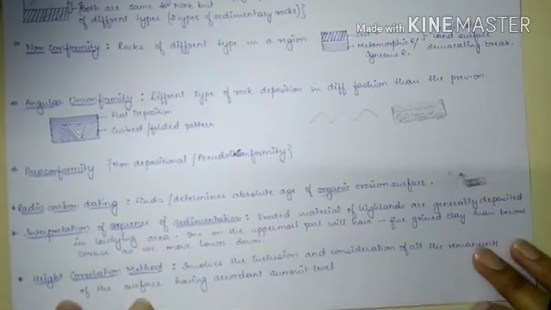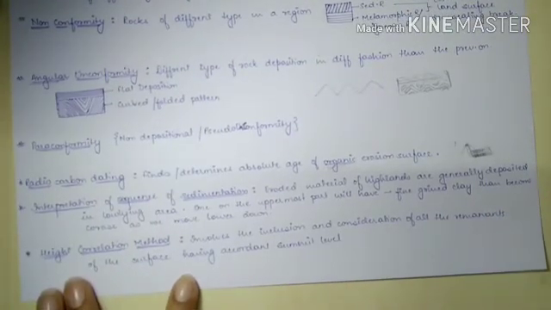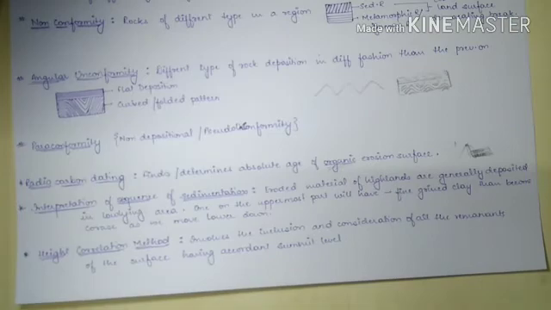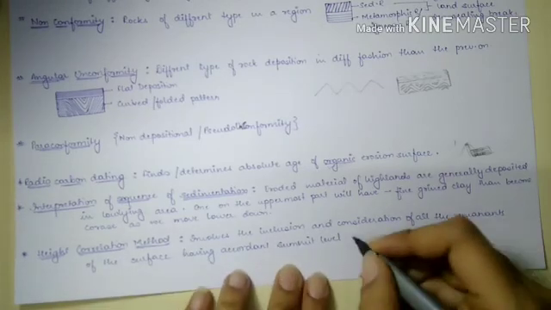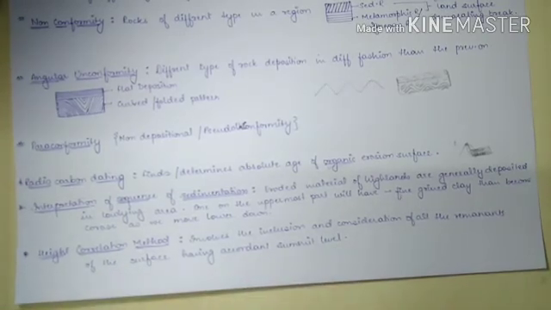And the last one is the height correlation method. The height correlation method involves inclusion and consideration of all the remnants of the surface having accordant summit level. Okay, so that was the height correlation method. With this we have completed dating of erosional surfaces.